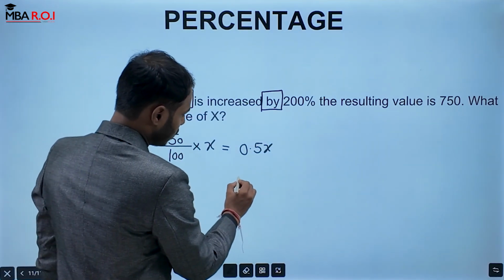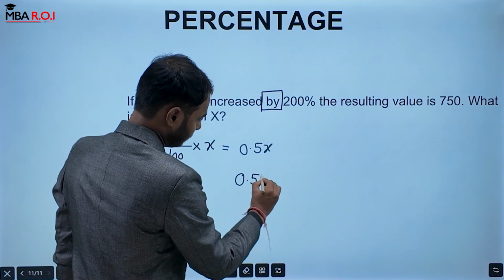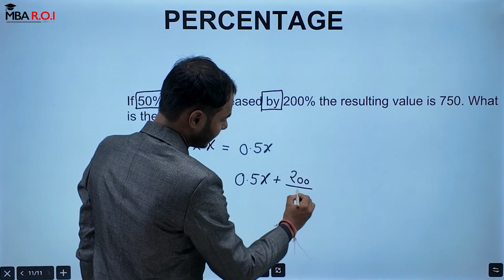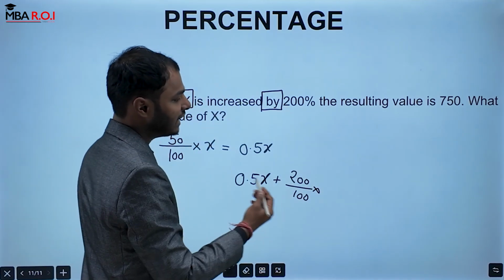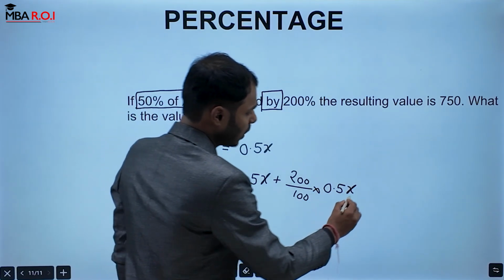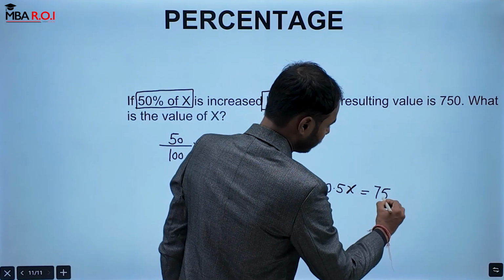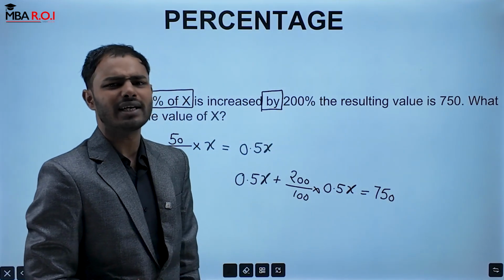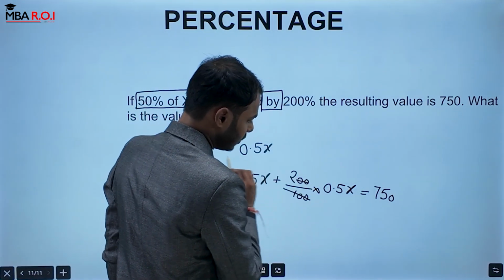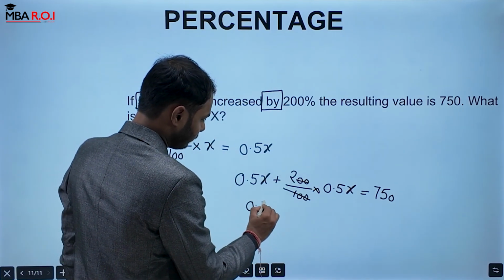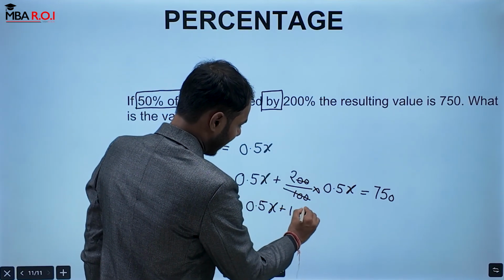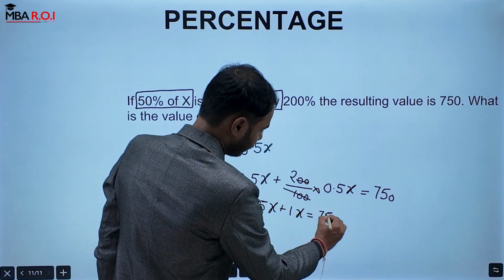So let's try this. As we know, to the initial value we have to add how much? 200% of the initial value, which is again what? 0.5x. And then it results in how much? It results in 750. Now what can we do? We can simplify this equation and find the value of x. So how are we going to simplify? These zeros will be cancelled first of all. Here we will have 0.5x plus here we will have 1x, and that is equal to 750.